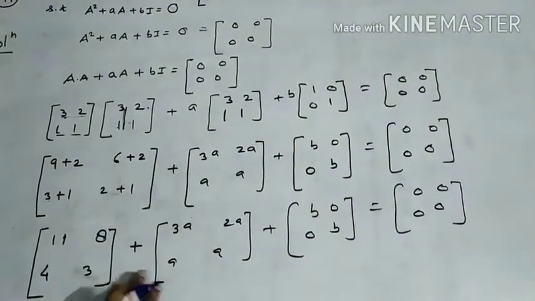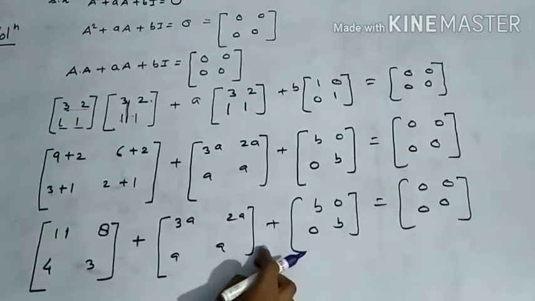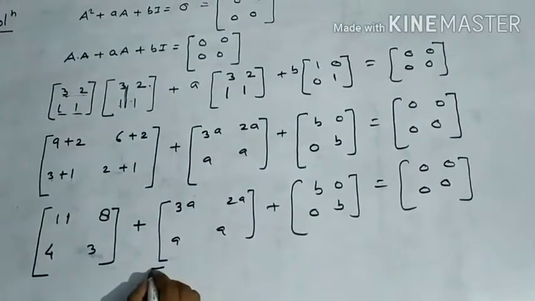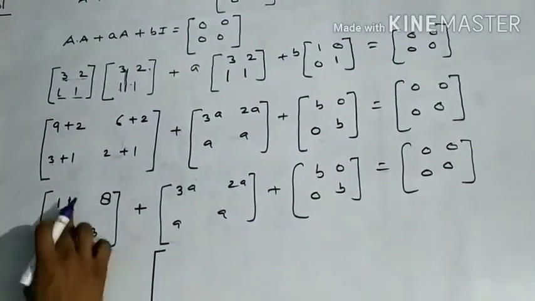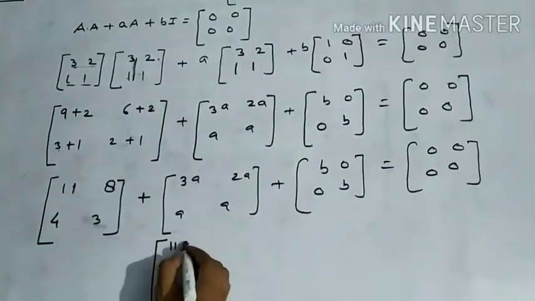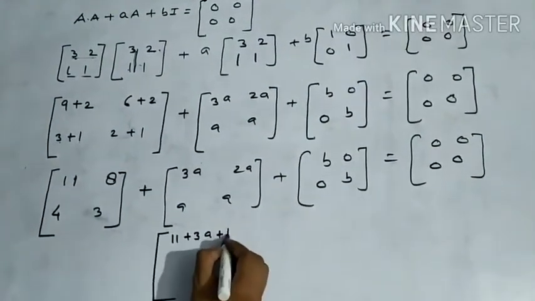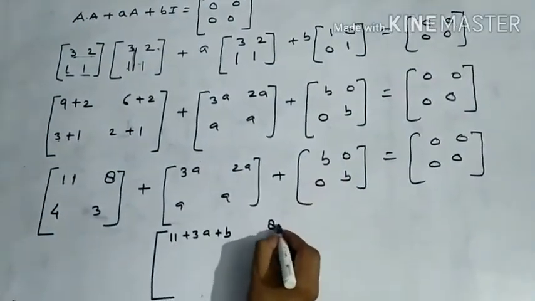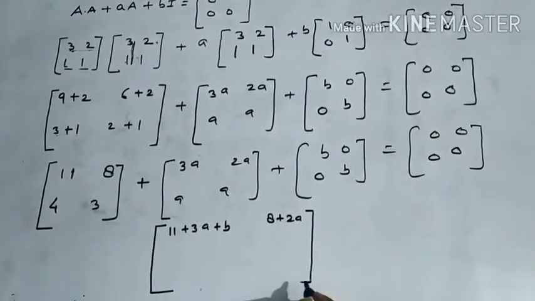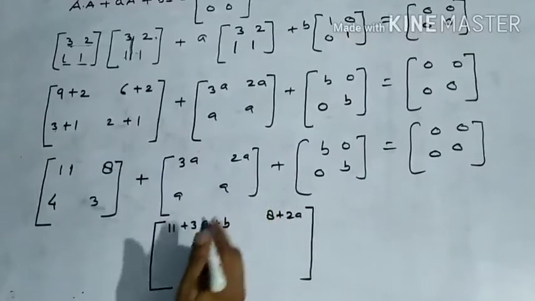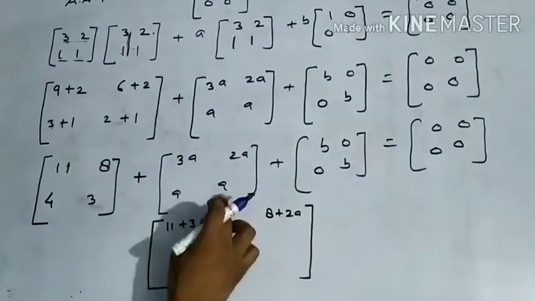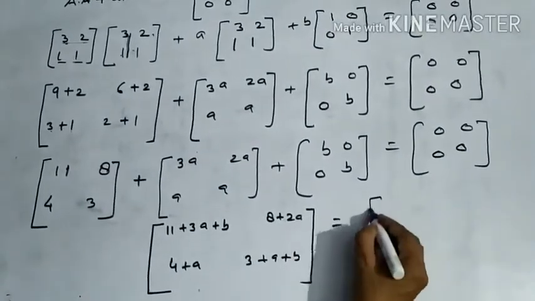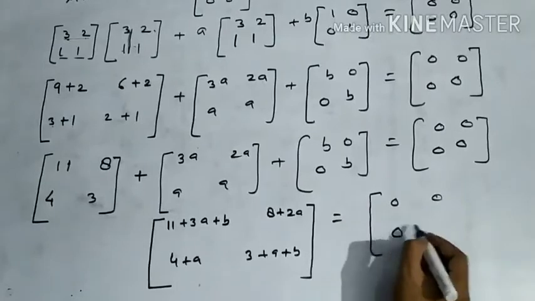Now after that, the order of this matrix is 2 by 2, this is also 2 by 2, this is also 2 by 2, so corresponding elements we are going to add. So what we will get: 11 plus 3A plus B, and then 8 plus 2A, and here you have to see 4 plus A, and 3 plus A plus B, this is equal to 0 0 0 0.